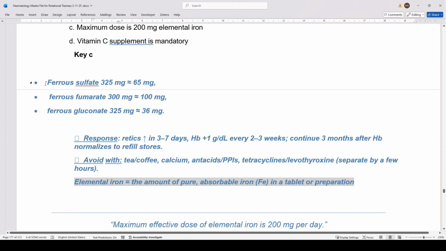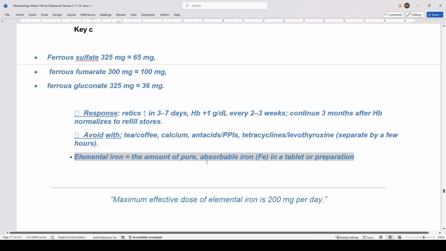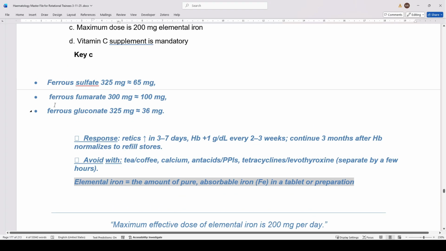Iron is available in three oral forms: ferrous sulfate, ferrous fumarate, and ferrous gluconate. Ferrous sulfate is a 325 milligram tablet, of which 65 milligram is elemental iron. In ferrous fumarate, 300 milligram, and elemental iron is 100 milligrams. And in ferrous gluconate, 325 milligram is the salt, of which 36 milligram is the elemental iron. Elemental iron is the amount of pure absorbable iron which is present in a tablet or preparation. So in this 325 milligram tablet, only 36 milligram of elemental iron will be absorbed.